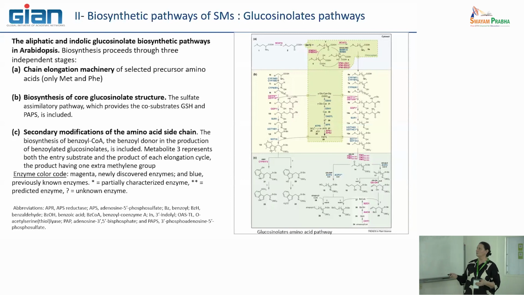So here there is always some accumulation step of the intermediates of the pathway. And the last one is the secondary modification of the amino acid side chain, leading to the different variety of glucosinolates that exist in the cells. So now I think you are well informed about what metabolic pathways are and how they are mainly organized. There is not one but a diverse set of metabolic pathways leading to such a diverse amount of metabolites.